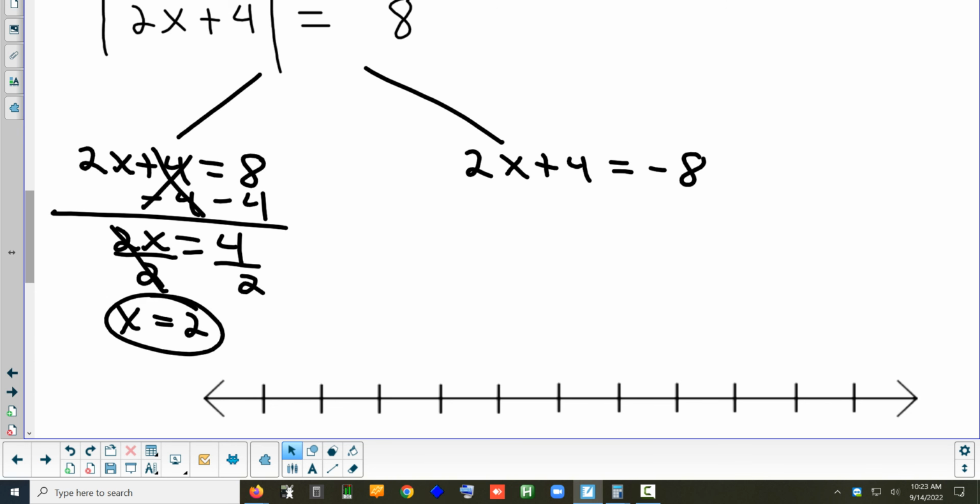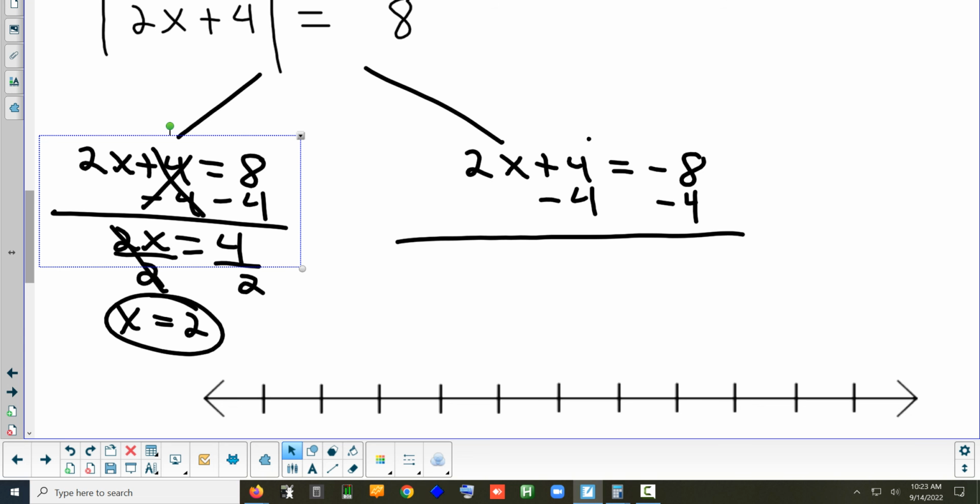Now, before I graph that, I want to solve for my other answer. And I'll do the graphing at the end. Okay, so I know x equals 2. And the steps to solve this one are exactly the same. Minus 4 from both sides. Plus 4 and minus 4 is gone. That's going to leave you with 2x, just like we had before. And negative 8 minus 4 is, yeah, negative 12.